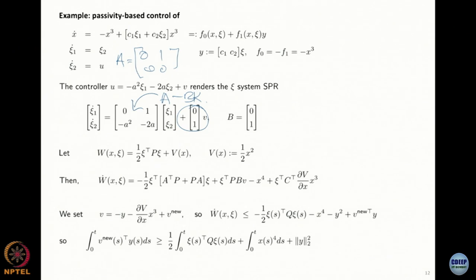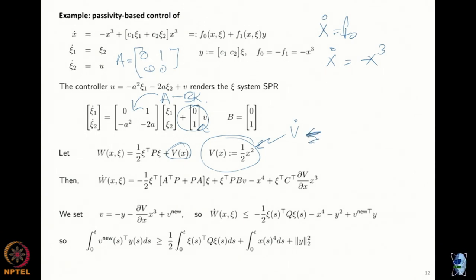And my Lyapunov function that I'm going to use to figure out this input is going to be V, which is a Lyapunov function for the system x dot equals f0, which in this case is just x dot equals minus x cube. So V equals x square will do, right? Because with that, you get V dot less or equal than, well, actually equal to minus x cube. Right. If I consider V dot just to be the partial of V times f0.